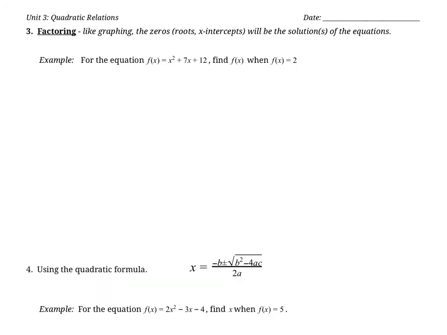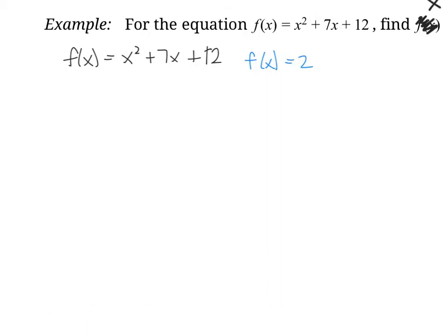Okay, our next more traditional way of solving quadratic equations is by factoring, and we practiced this a lot in previous units. So we are given the equation x squared plus 7x plus 12, and we need to find, another quick little typo here, we need to find our x value when f of x is equal to 2. So make sure you change this to x. Okay, so here's our equation. We know we're going to sub in f of x equals 2, so I'm going to plug in a 2, and we've got x squared plus 7x plus 12.